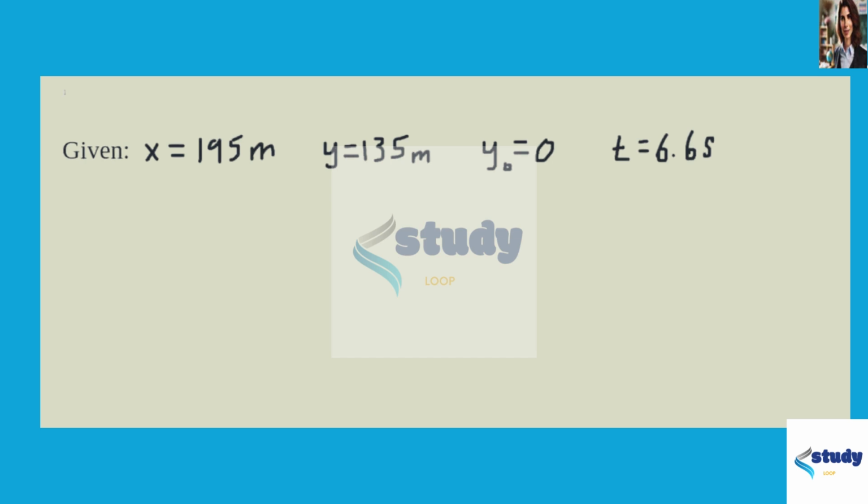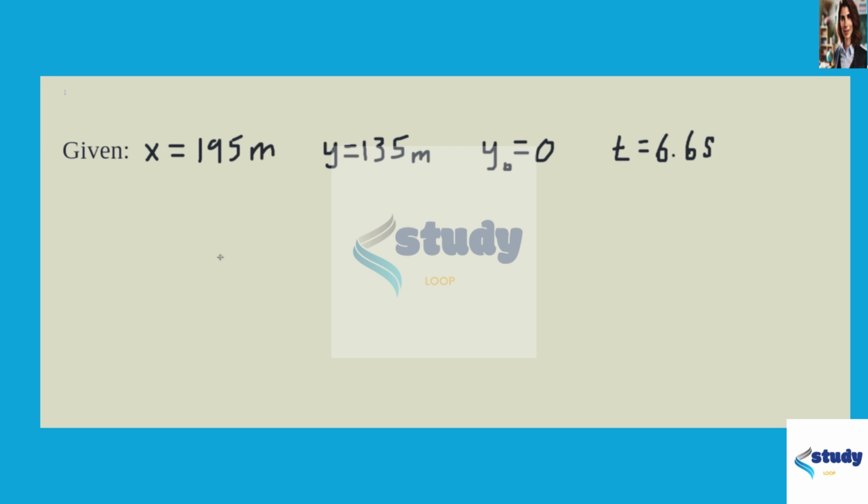Okay, our question says that a projectile is launched from ground level to the top of a cliff, which is 195 meters away and 135 meters high. And they say, see figure 60 to see a diagram of this. If the projectile lands on top of the cliff after 6.6 seconds, find the initial velocity of the projectile, both magnitude and direction. And we can ignore air resistance for this problem.